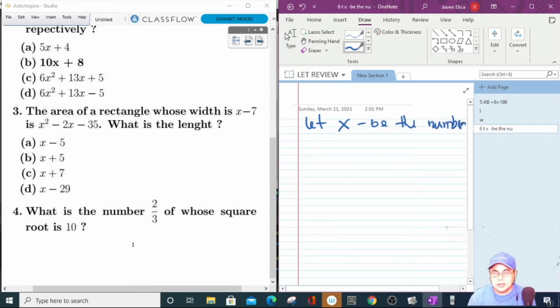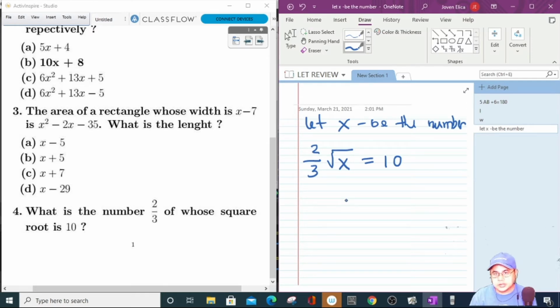Right? So based on the statement, we can now translate this into an equivalent equation. So let x be the number. Therefore, this will be 2/3 of the number, which is x. 2/3 of whose square root, the square root of x, is equal to 10. Okay?